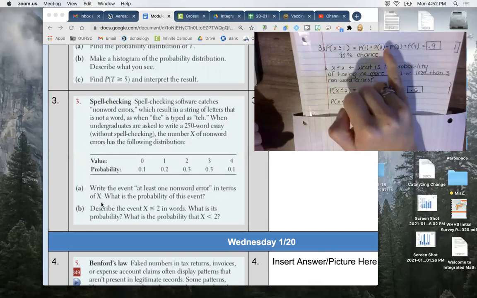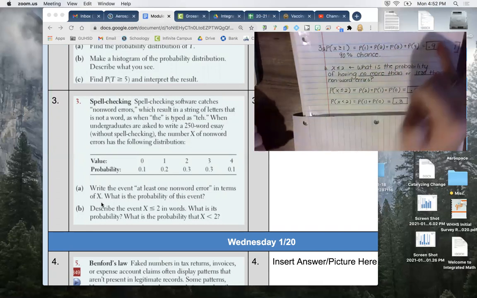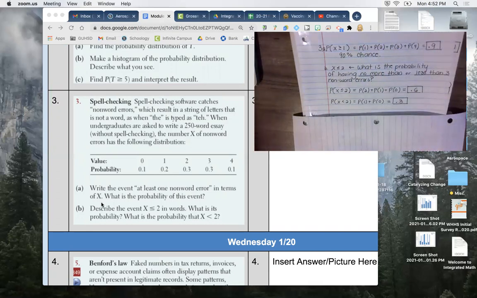And I added 1, 2, 3, and 4 non-word errors, and we would have a 90% chance. At least 1, you could also look at it as 1, 2, 3, and 4, so you can get rid of 0. So 1 minus 10% would also be 90%.